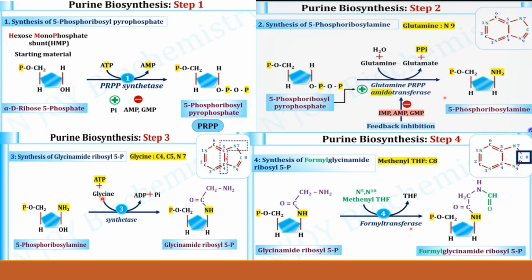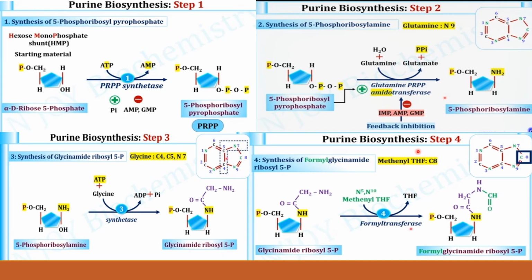This glycine and ATP are utilized here. You know that glycine is the simplest amino acid, and it is incorporated into 5-phosphoribosyl amine. Here this glycine molecule, C double bond O, CH2, NH2, this is the glycine molecule. It comes and attaches with NH by the help of enzyme synthetase, and the resulting molecule is called glycine amide. Because of addition of glycine, it is called glycine amide ribosyl 5-phosphate.